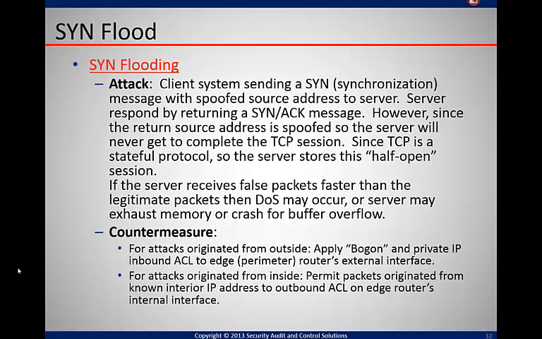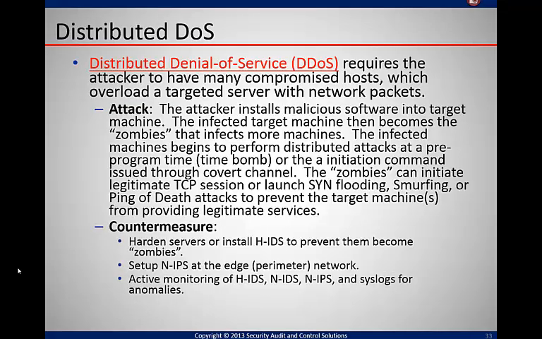So to counter this, for attacks originated from outside, apply the bogon and private IP inbound ACL to the edge perimeter router's external interface. For attacks that originated from inside, permit packets originated from known interior IP addresses in outbound ACLs on the edge router's internal interface. Then a distributed denial of service basically requires an attacker to have many compromised hosts which overload a targeted server with network packets.